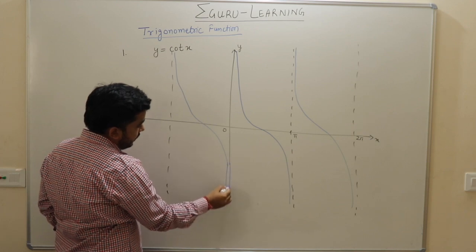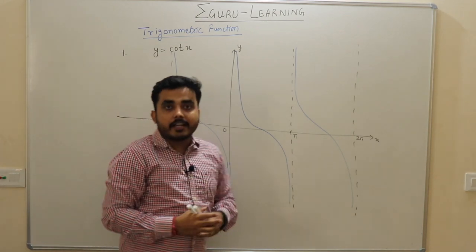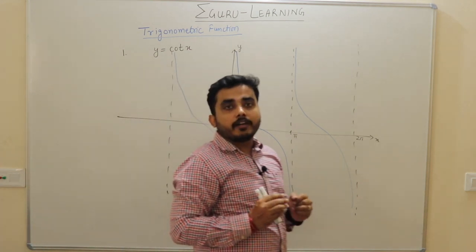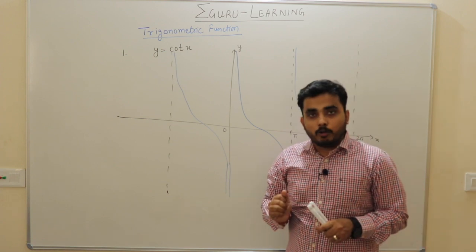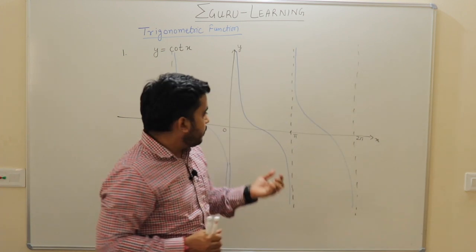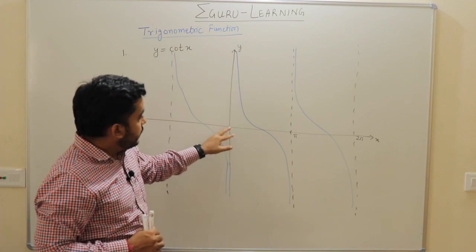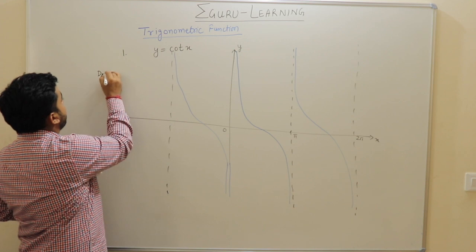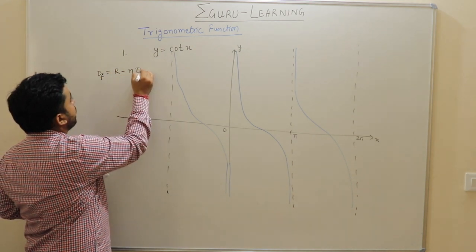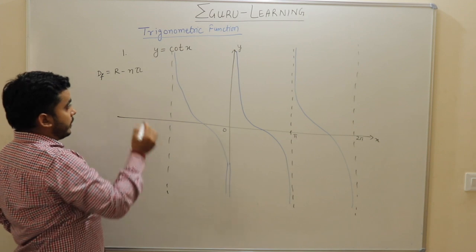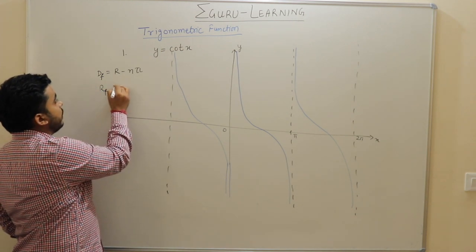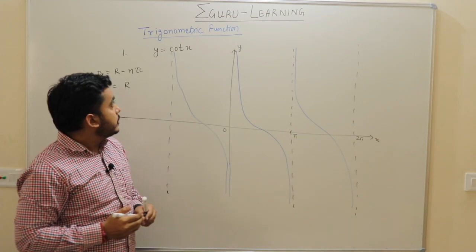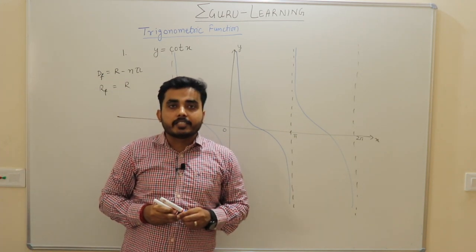This vertical line, the y-axis, will act as a vertical asymptote for this graph. Now let's talk about the domain of this function. So the domain of the function is all the real numbers except the points where this graph is not defined, that is 0, pi, 2 pi, minus pi. So the domain of the function would be R minus n pi. Okay, and talking about the range of the function, that is all the real numbers from minus infinity to plus infinity. So this was about the graph of y equals cotangent of x.